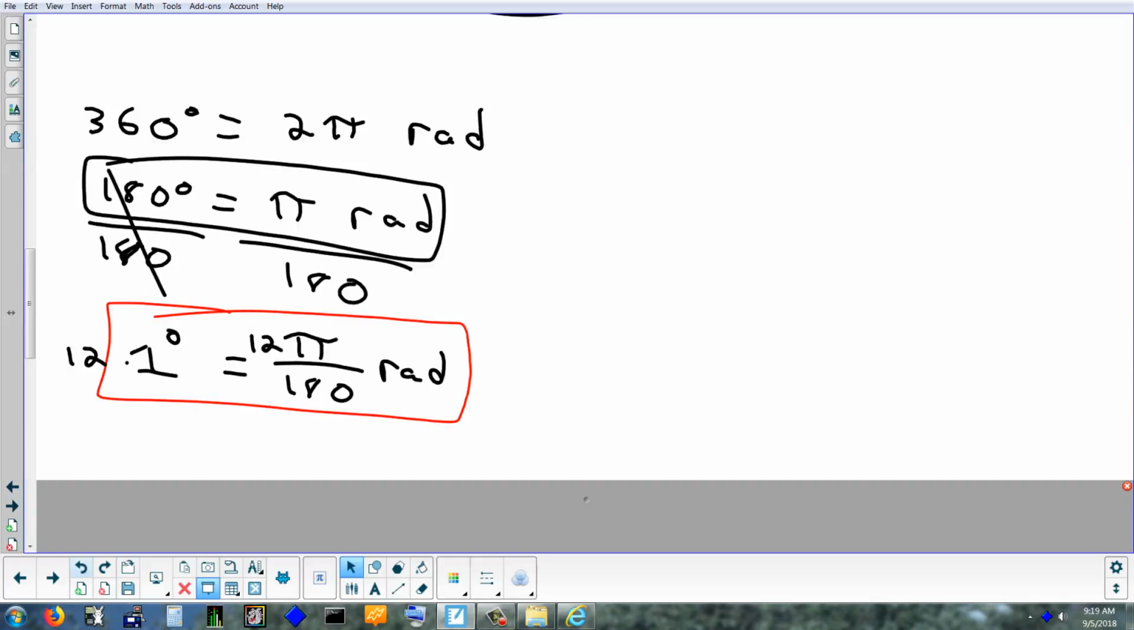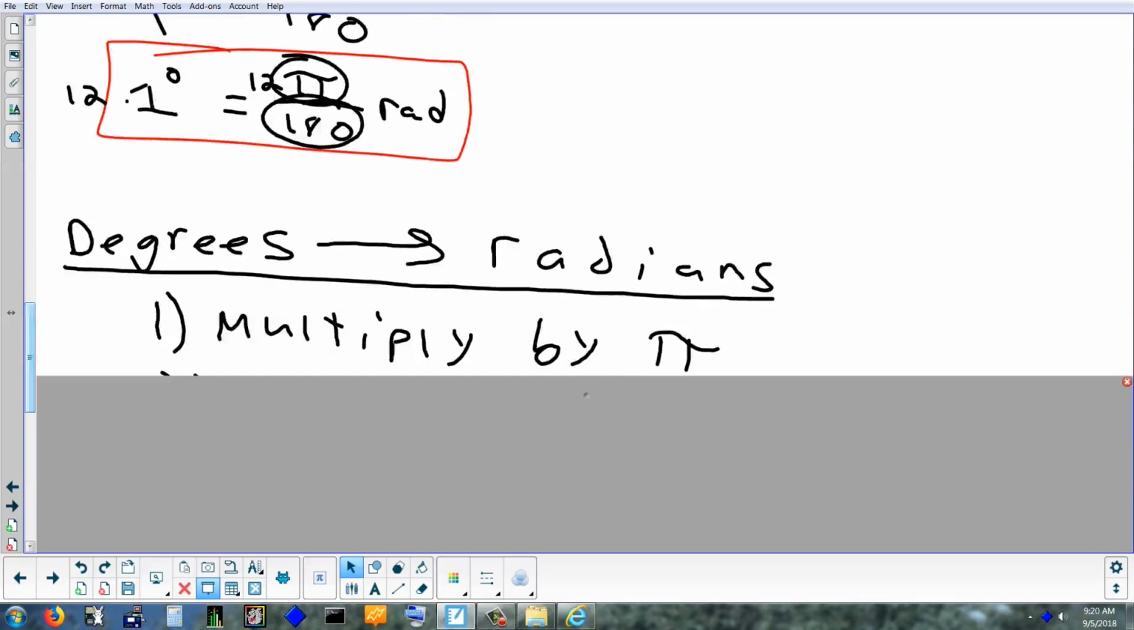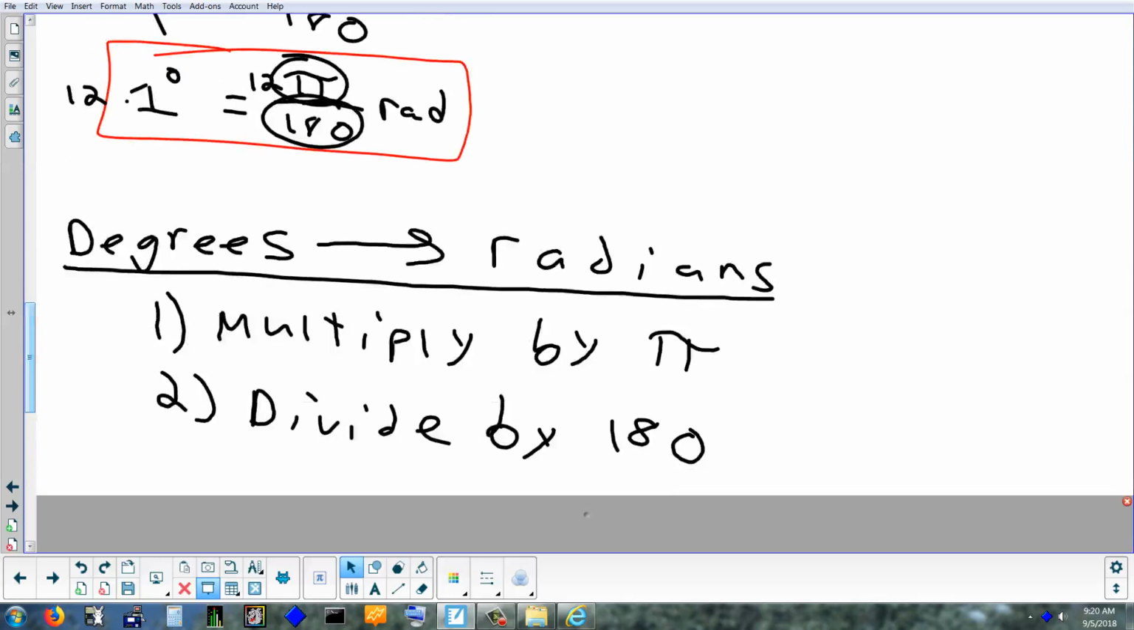So the key is, anytime you want to change degrees to radians, you multiply by pi, and you end up dividing by 180. Those are the 2 steps. Anytime you want to change degrees to radians, you take the angle that you're trying to convert, 12, 6, 5, whatever it is, multiply the angle by pi, and then divide by 180. Okay, I'm going to get rid of the 12 because that's a specific number. You can do it with any number you want.